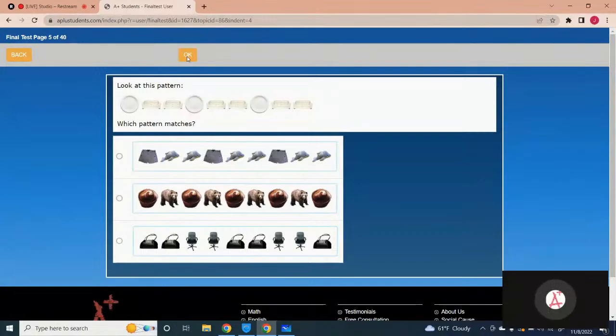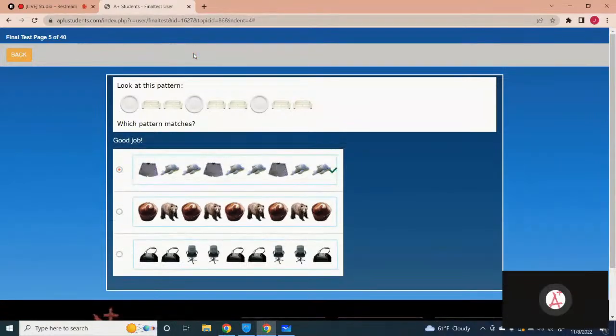Okay, look at this pattern. Which pattern matches: 1, 2, or 3? So the correct option is option number... Yes, very good, Alex. It is option number 1. Just select the correct option and click on the OK button.